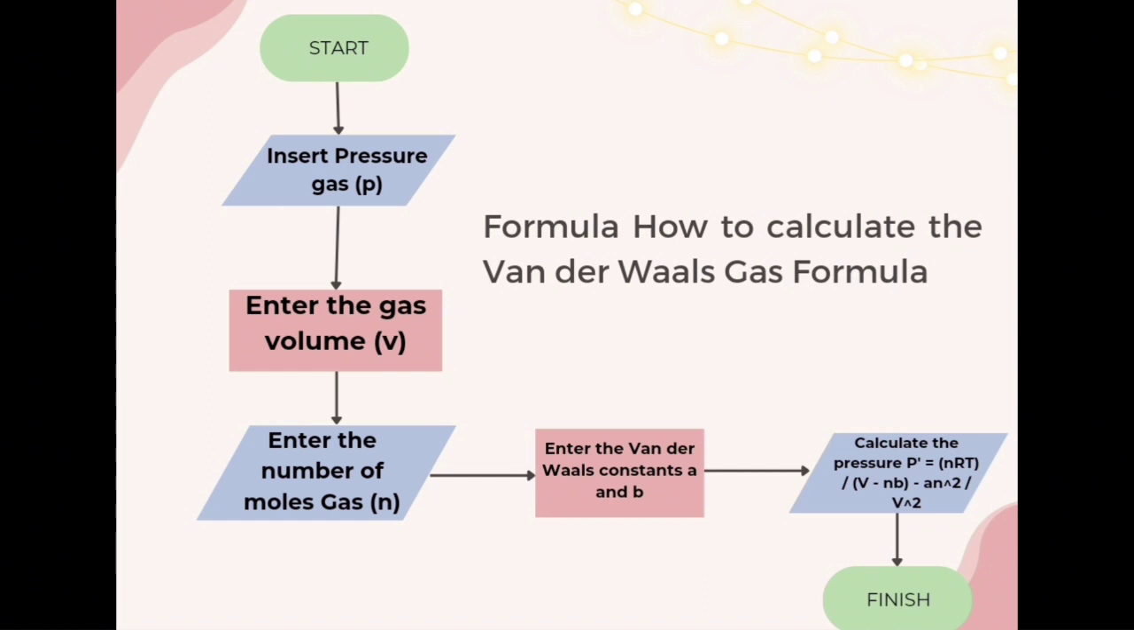The van der Waals formula used in this flowchart is P = nRT divided by (V minus nb) minus a n squared divided by V squared, where P is the change in pressure and R is the ideal gas constant. The flowchart is completed with the finish step. By following the steps in this flowchart, you can calculate the change in pressure using the van der Waals gas formula by entering the gas pressure, gas volume, number of moles of gas, and the van der Waals constants A and B.